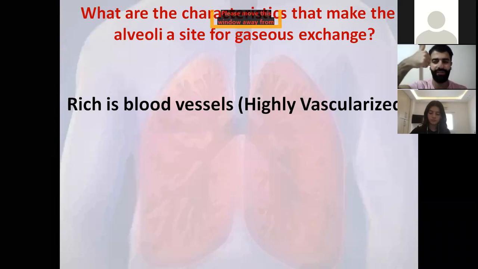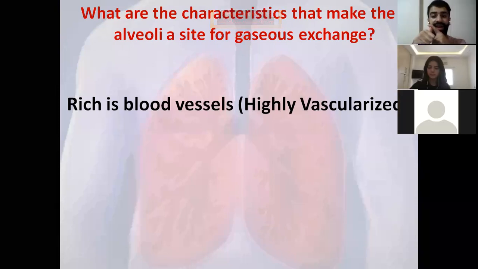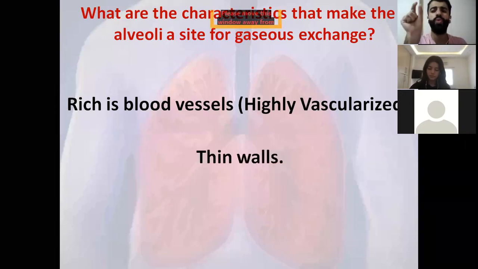This is a new idea. You have to pay attention to this. This is important for the quiz. So rich in blood vessels, highly vascularized. Number two, it has a thin wall. The alveoli have a very thin wall which allows the exchange of oxygen and carbon dioxide. So we get in oxygen and we release carbon dioxide.